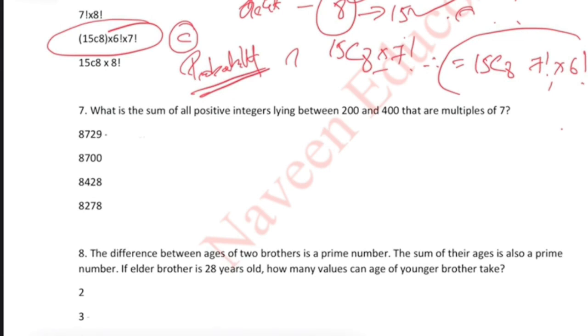Coming to the seventh question. What is the sum of all positive integers lying between 200 and 400 that are multiples of 7? Very easy question from AP and GP, arithmetic progression and geometric progression.